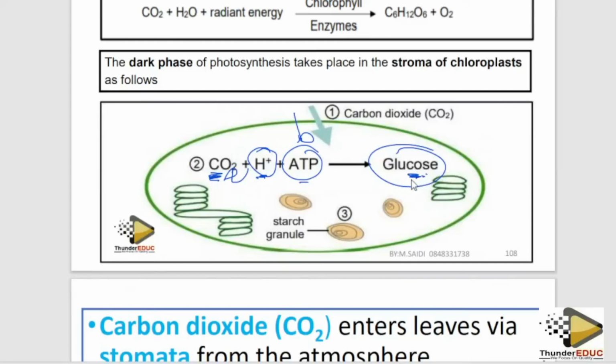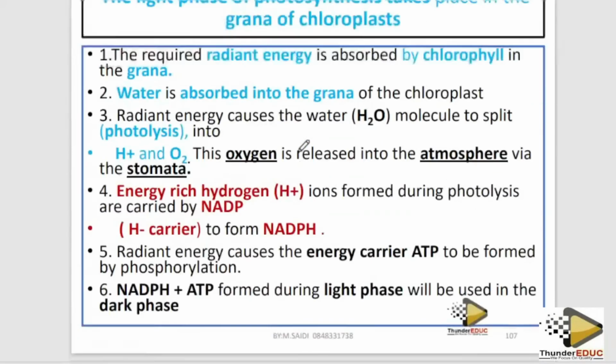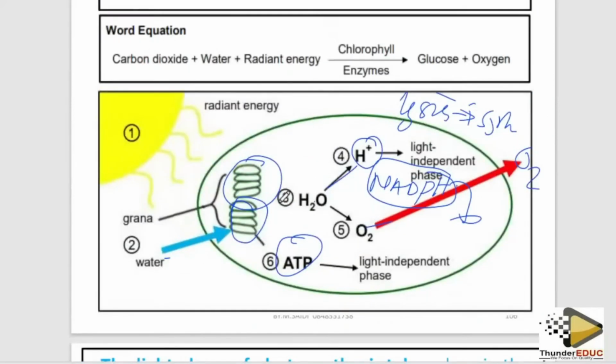And then what happens in the light phase? This light is going to strike the grana or the thylakoids. It's going to find the water molecule there. It's going to cause this water molecule to split, a process called photolysis, to form hydrogen ion. Oxygen is going to be released as a byproduct.